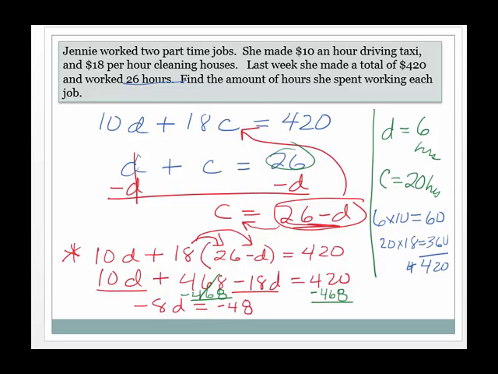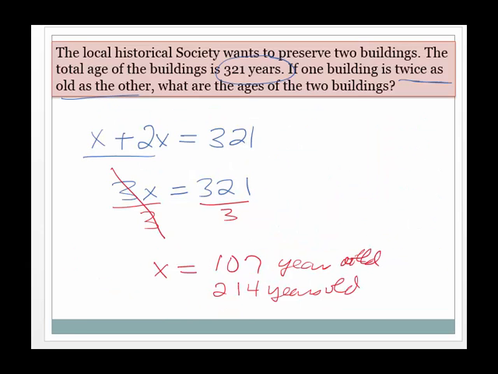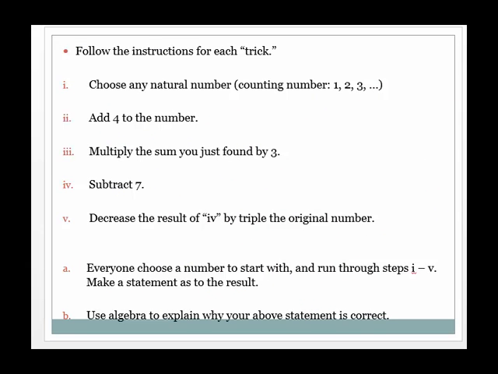Okay, I think we have time for one more problem. By the way, when you do My Math Lab, you'll see a few like this one right here. Choose any natural number, 1, 2, 3, 4, 5, etc. Okay, let's choose 7. Add 4 to that number, 11. Multiply that sum by 3, that's 33. Subtract 7, we get 26. Decrease the result of step 4 by triple the original number. Well, our original number was 7. When we triple that, we get 21. So we get 26 minus 21, which gives us 5.